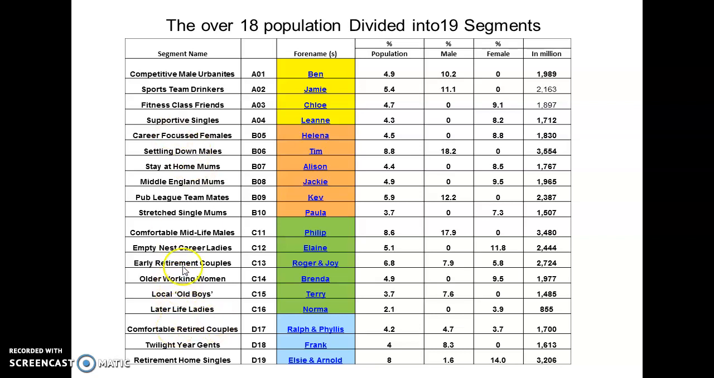So there's things here straight away that you can probably pick out with regards to your assessments. And what Sport England have done is given them a name. So the names, in terms of Norma, she's known as the later life ladies, etc. And it gives you a bit of a breakdown into the percentage of population within this age group, target group, and then breaks it down to male and female.